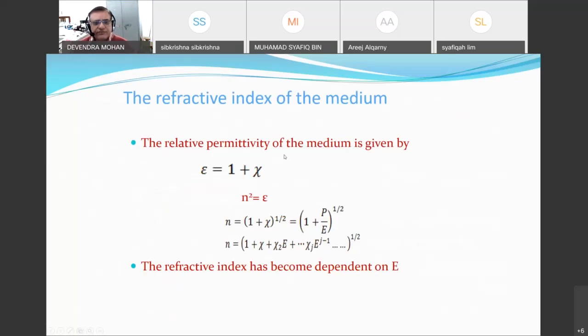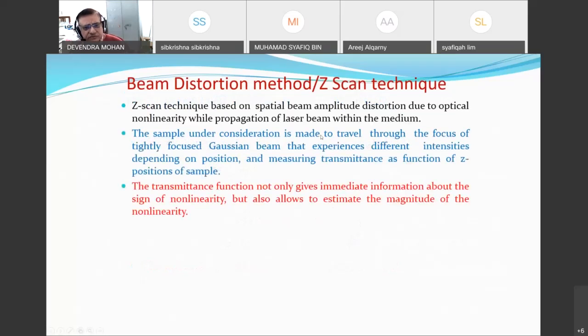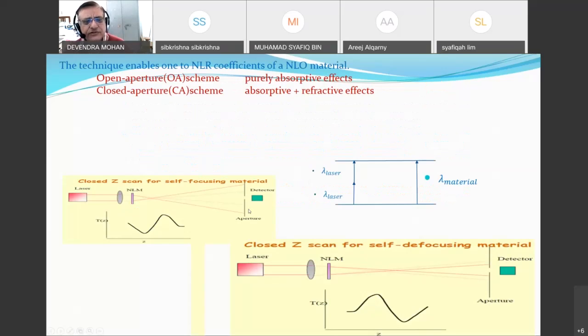So the refractive index of the medium, I have discussed it, becomes dependent upon the electric field. So we use the beam distortion method or the Z-scan technique. The Z-scan technique is based on spatial beam amplitude distortion due to optical nonlinearity by propagation of a laser beam within the medium. So better I come to this slide: we can put our nonlinear material here, we can focus our laser beam, we scan this around the focal point, and then we can see the transmission.